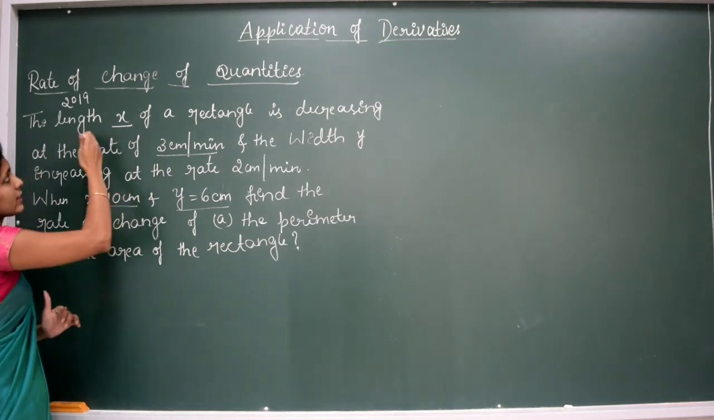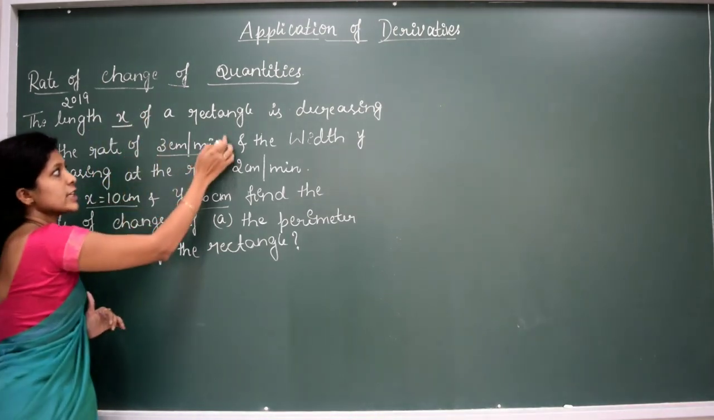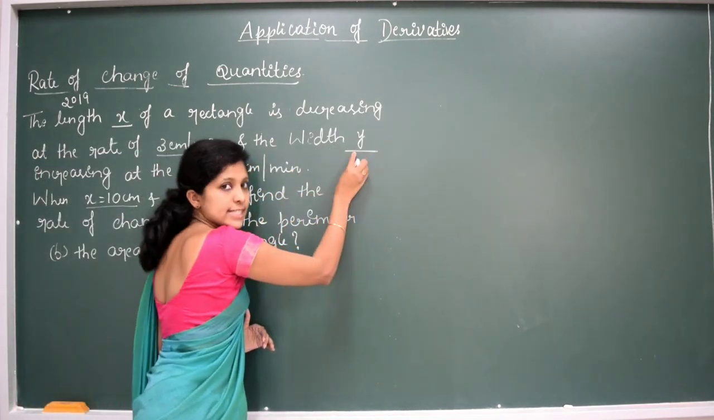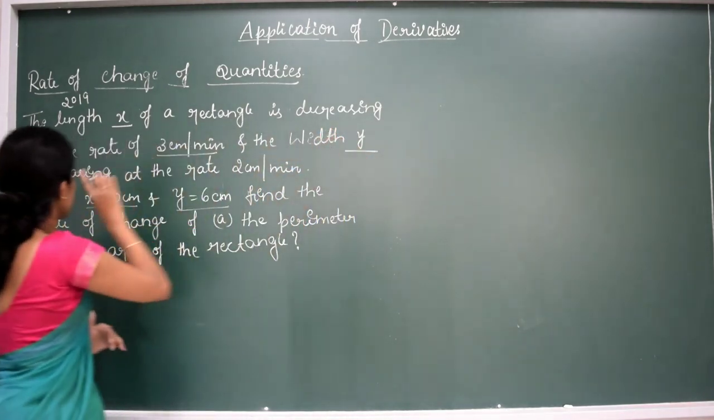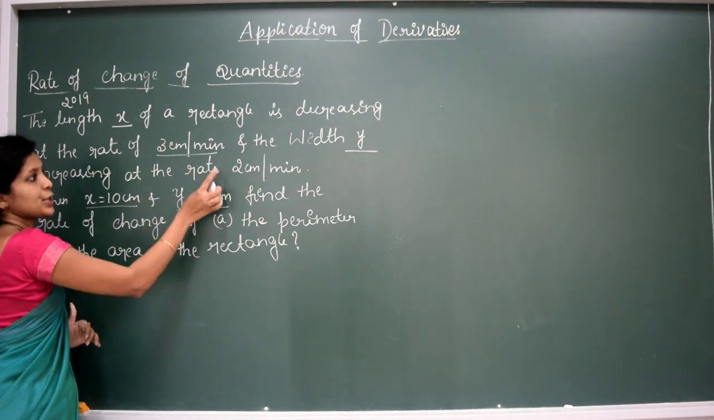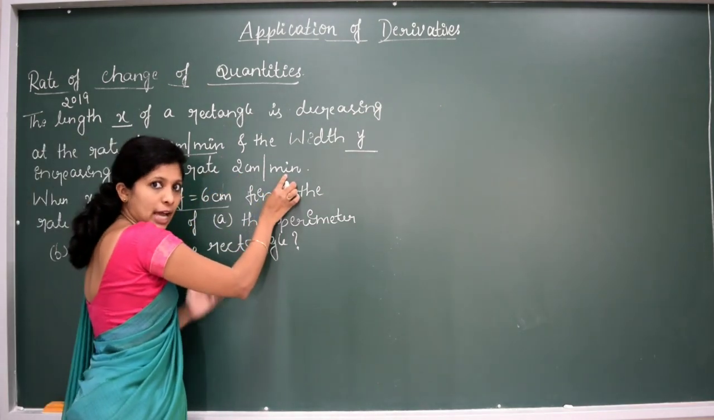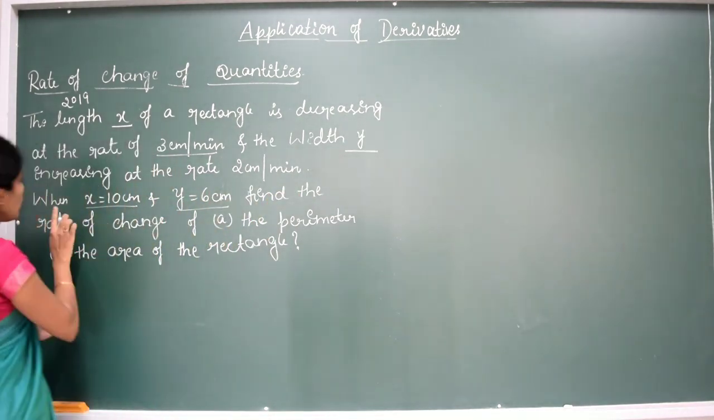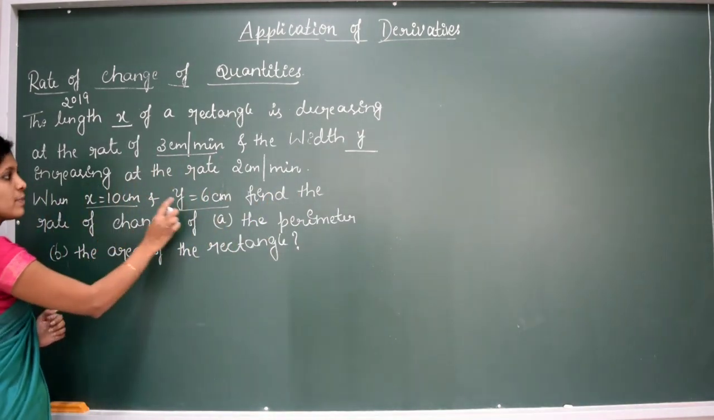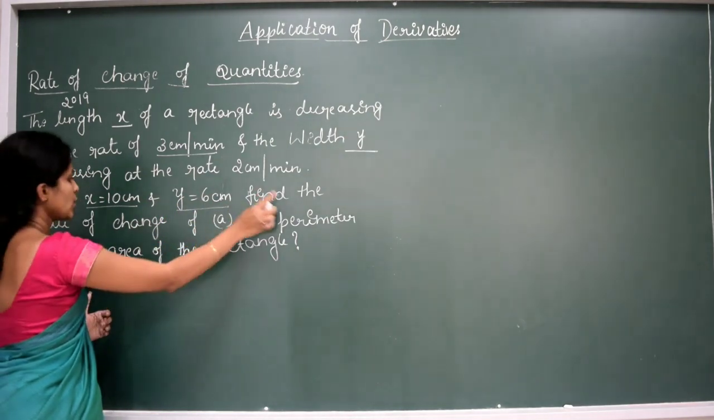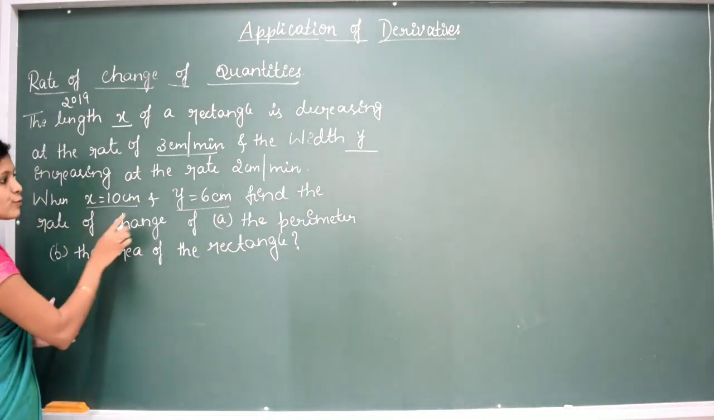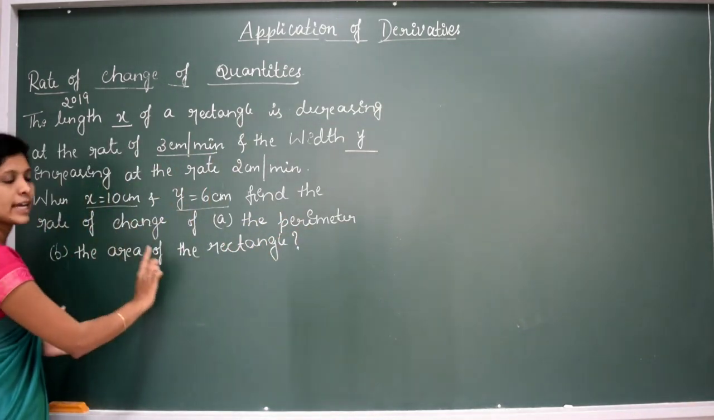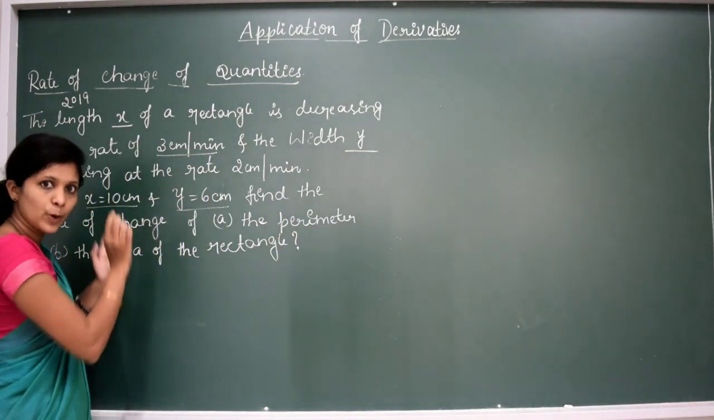I mean the length of a rectangle is decreasing with respect to the time, and the width y of the rectangle is increasing at the rate of 2 centimeter per minute. I mean the width is increasing with respect to the time. Now when x is equal to 10 centimeter and y is equal to 6 centimeter, you have to find the rate of change of the perimeter of the rectangle and the area of the rectangle. I hope you understood the question.